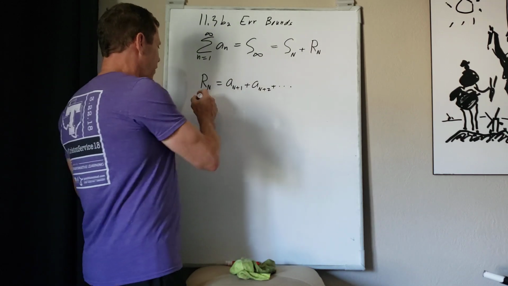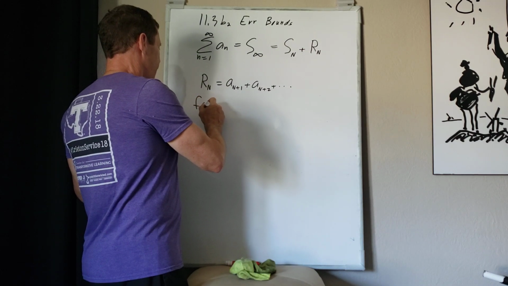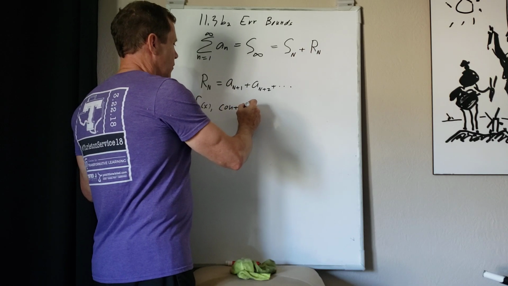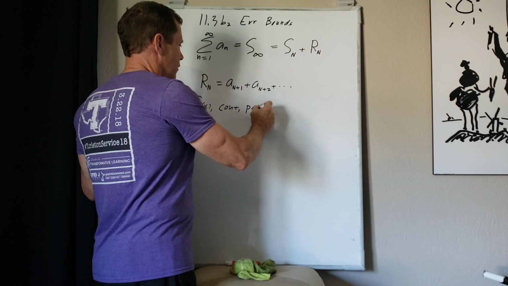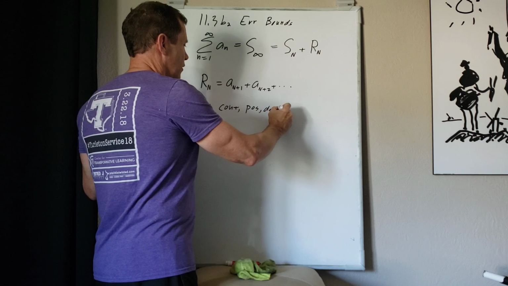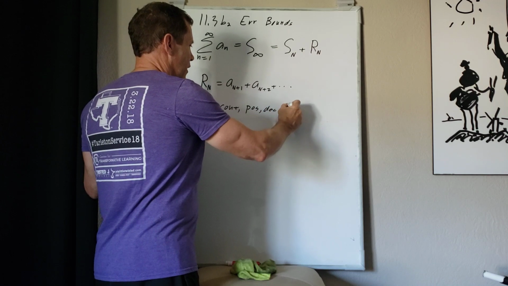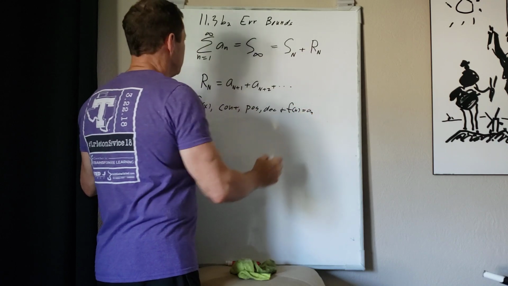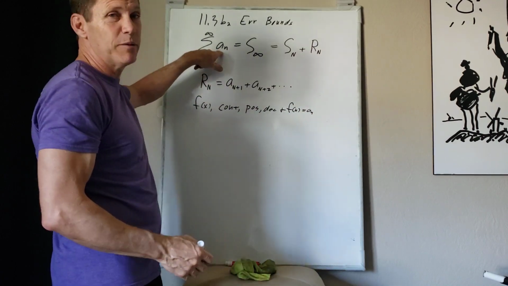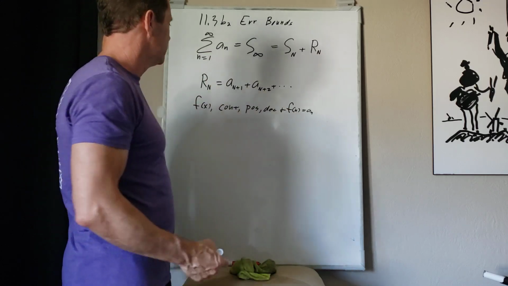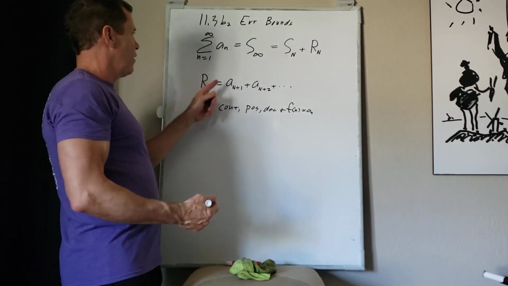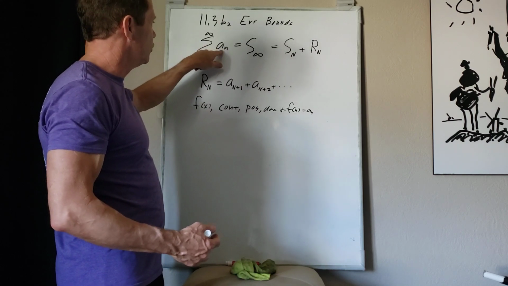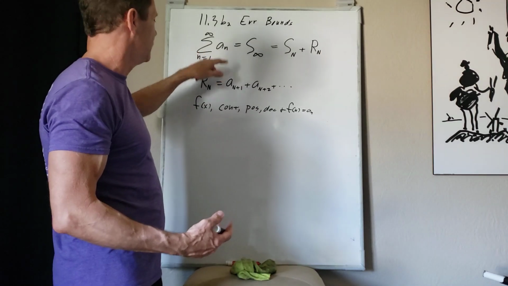So if we have a function f of x which is continuous, positive, decreasing, and f of n equals a_n, it means it matches the sequence's inner parts on all the integer numbers. Okay? And now this only works for series whose inner parts of sequences are positive.